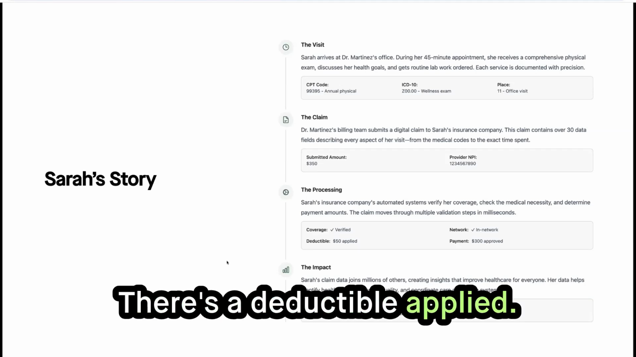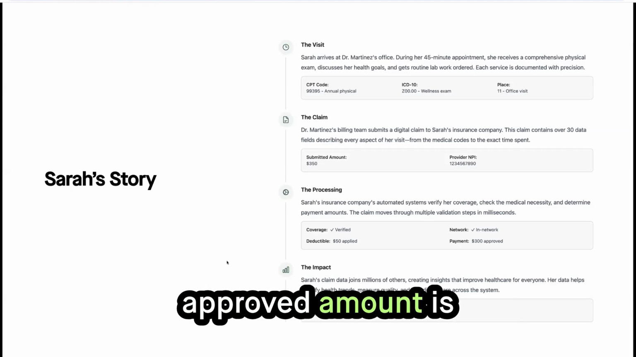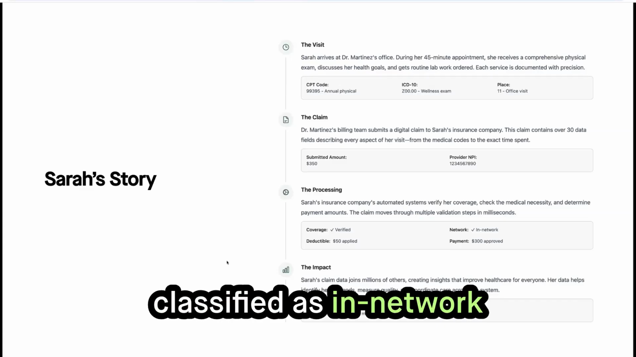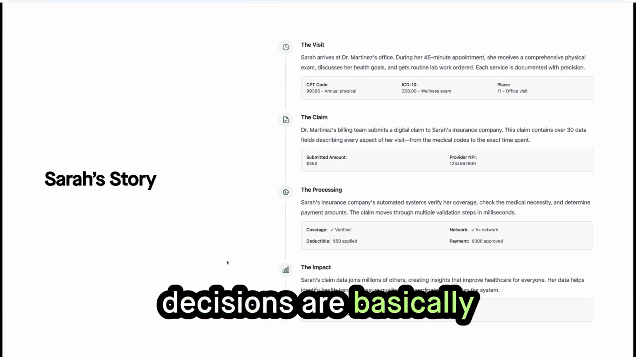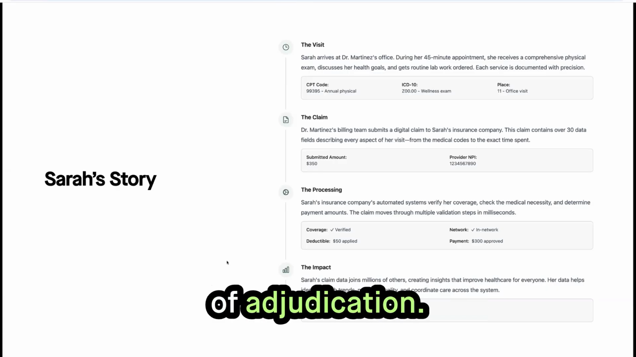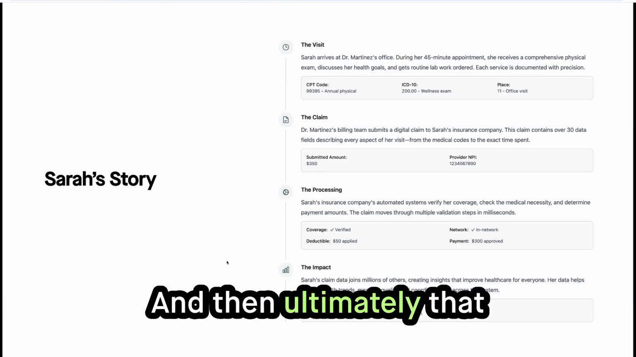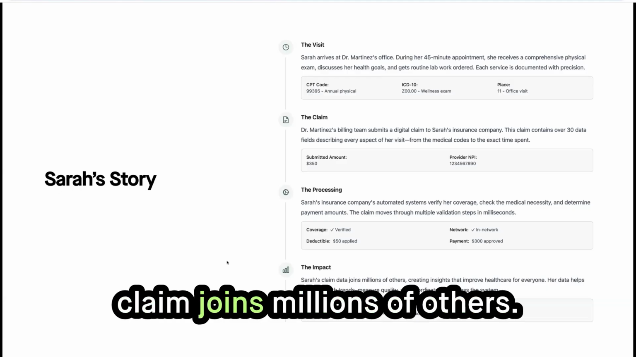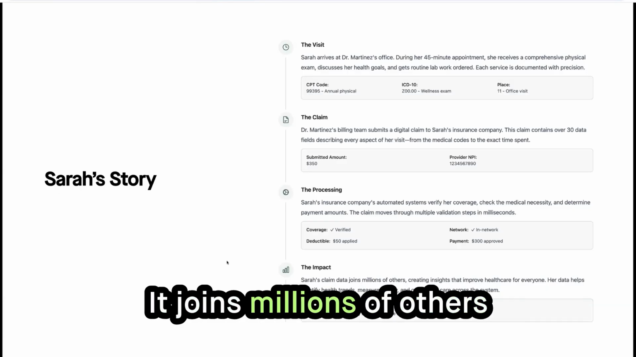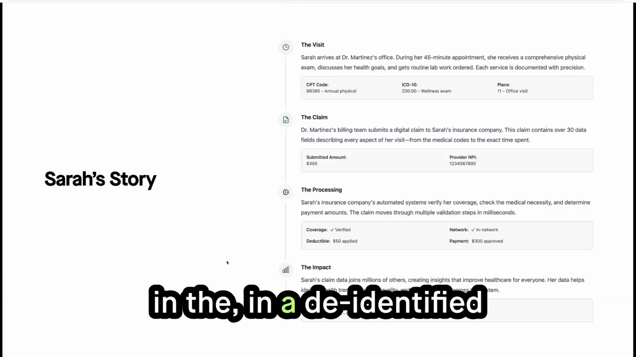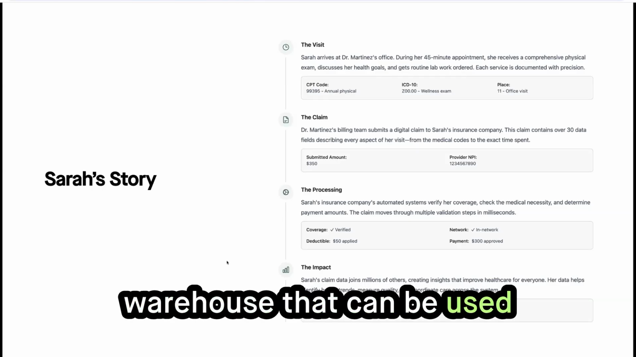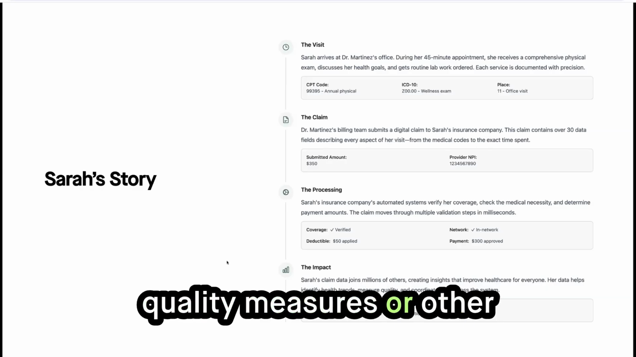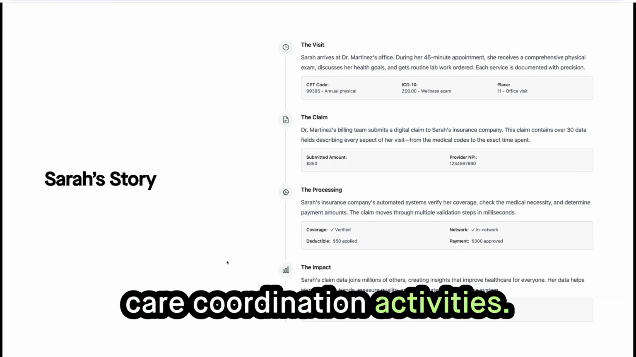That claim is processed almost instantly. There's a deductible applied. There's a payment approved amount. It's classified as in-network or out-of-network. A sequence of policy decisions are basically enacted at this moment of adjudication. And then ultimately, that claim joins millions of others in a de-identified claims data set or data warehouse that can be used to do population health or quality measures or other care coordination activities.